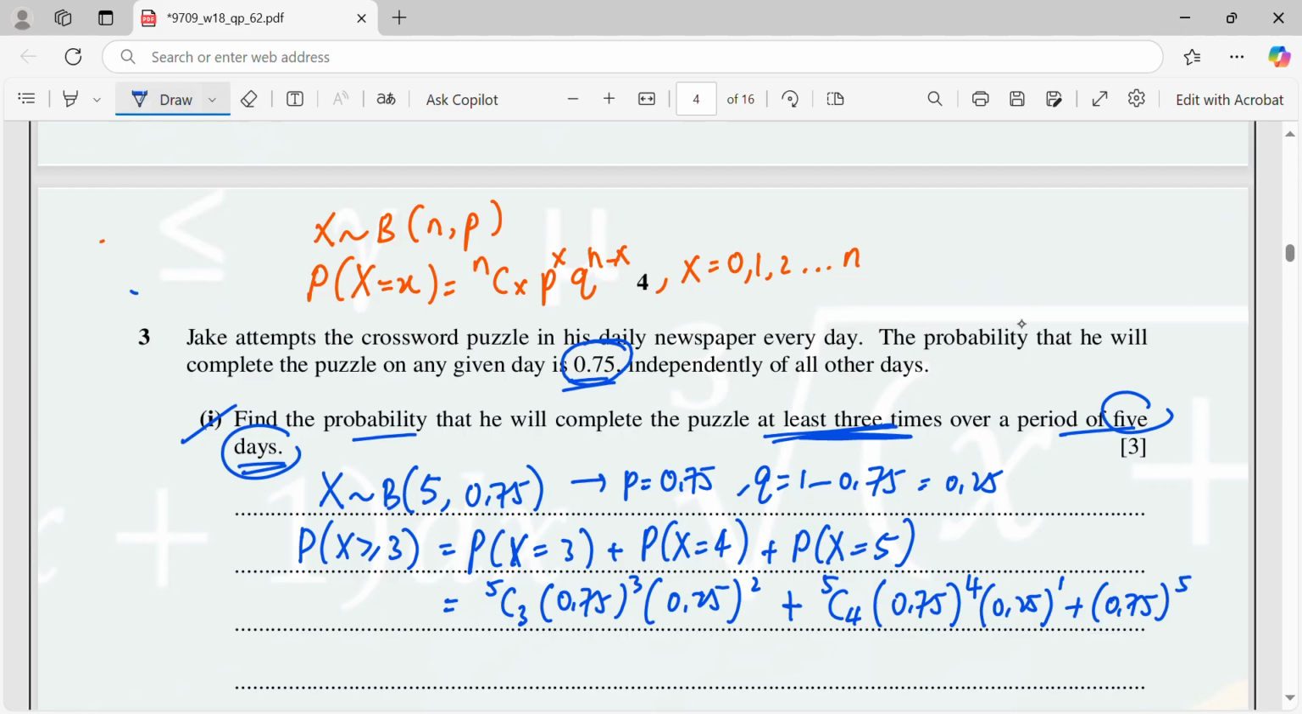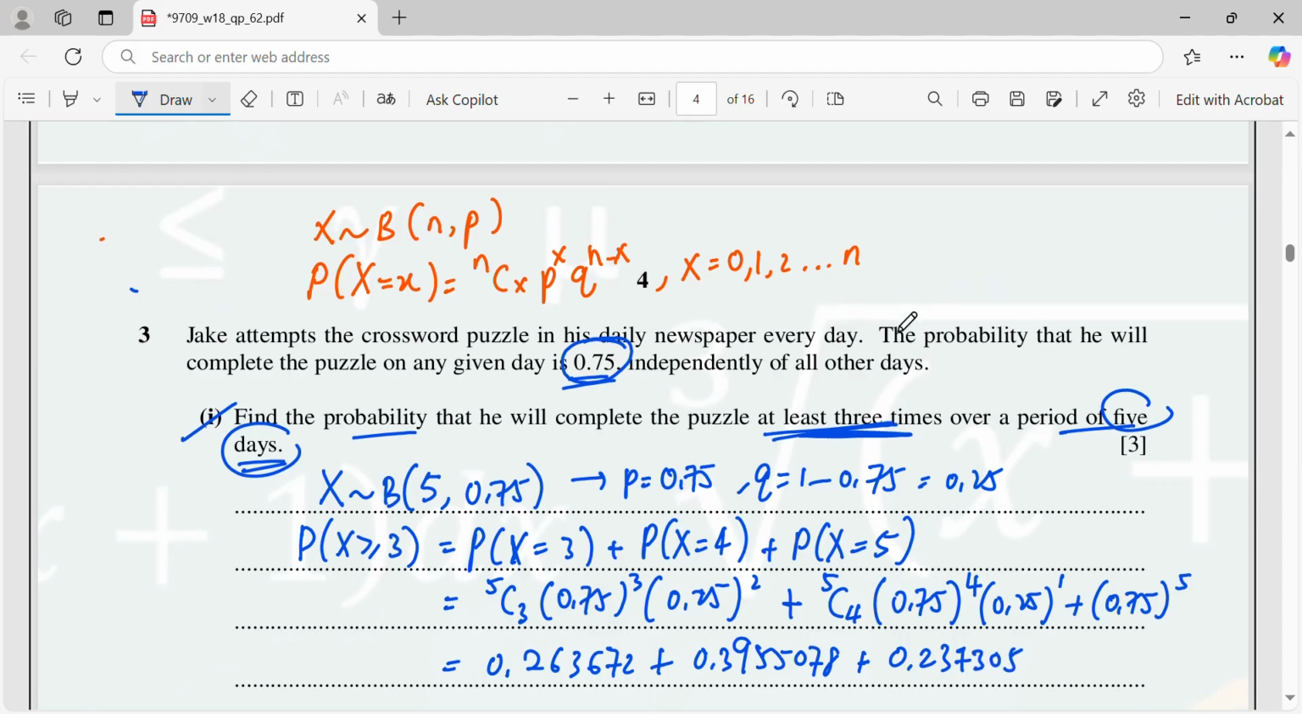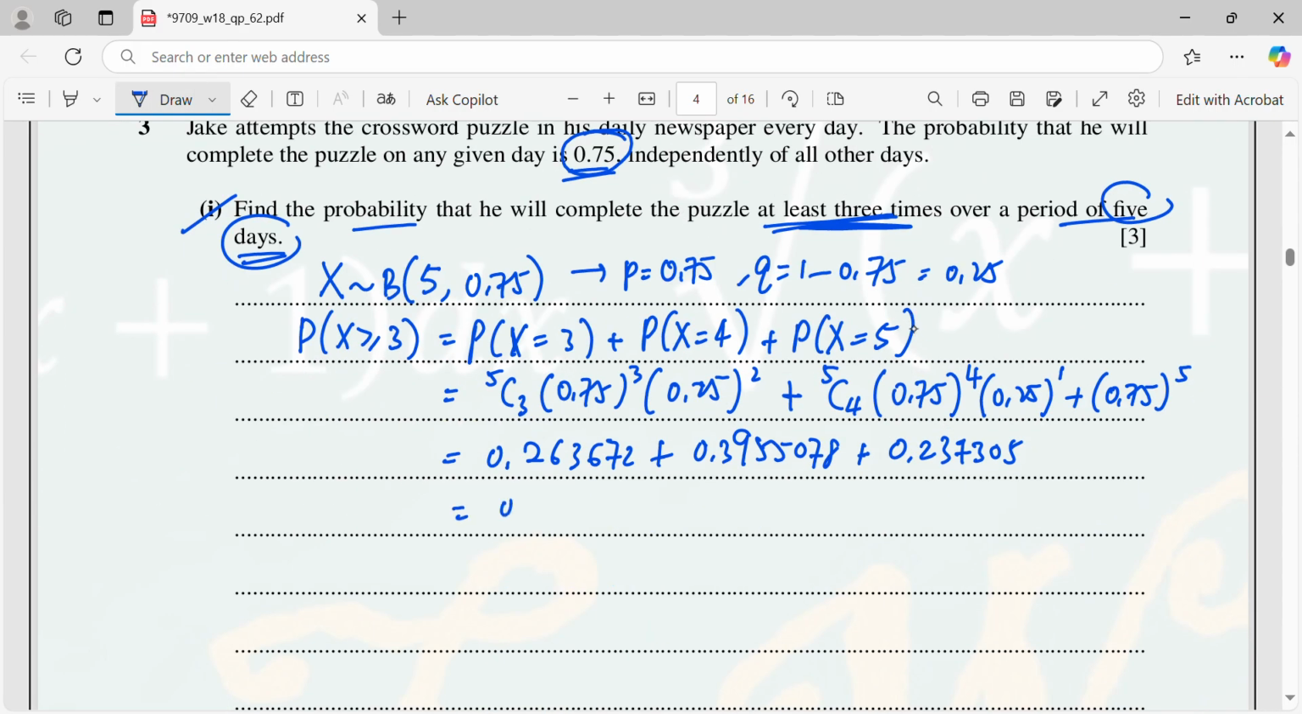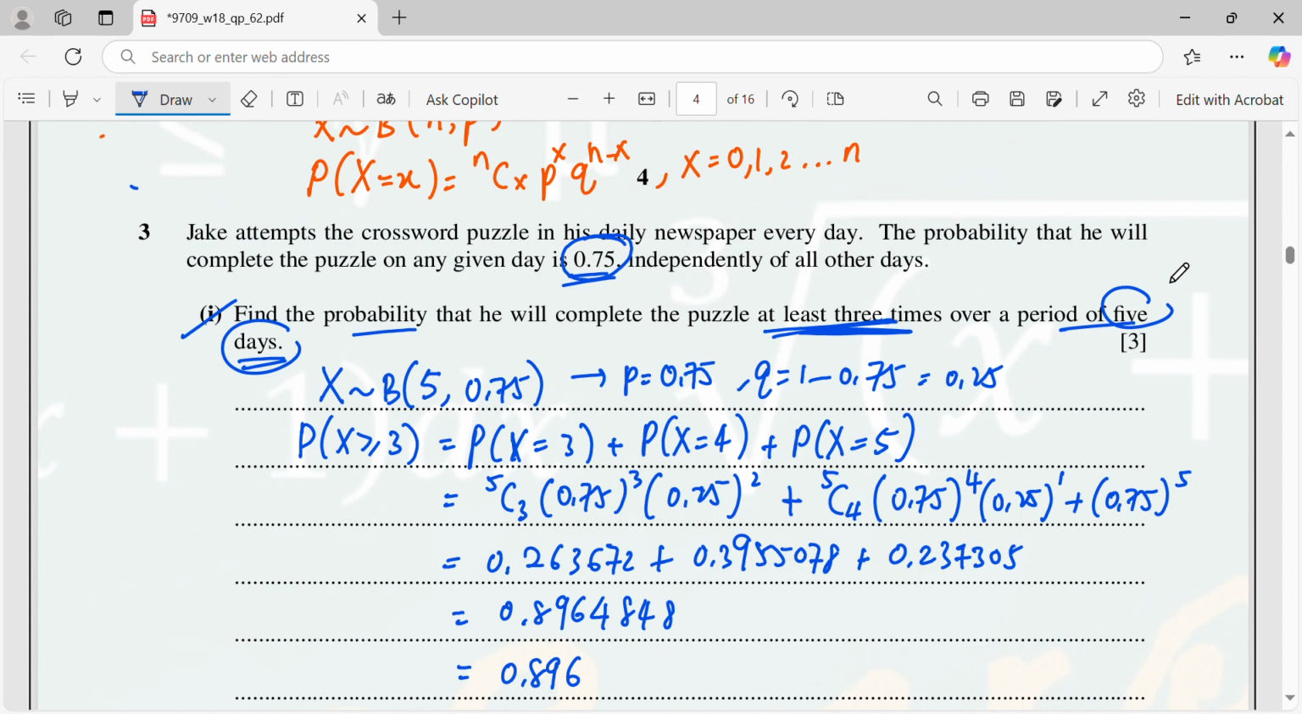Okay, then from here, I will be getting the value 0.263672. This is working, so I give more decimal places. So then the next value is 0.3955078, followed by the last value, 0.237305. Then from here, when you get the total, this is going to be 0.8964848, and now you round to 3 significant figures. That is going to be 0.896. So that's all for the first part.